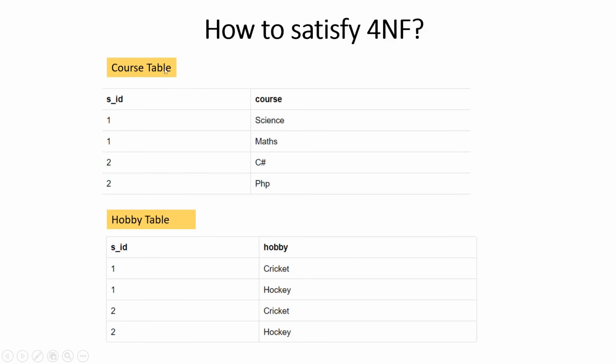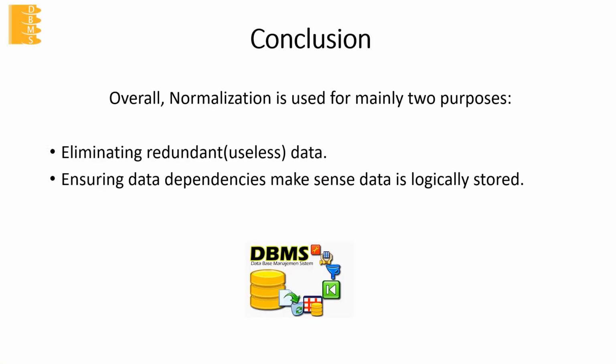Here we can see a course table and a hobby table. In order to make the above relation satisfy the fourth normal form, we can decompose the table into 2 tables. And by using the SID and course columns, we can define student IDs and their courses, and by using their IDs, we can also define their hobbies.